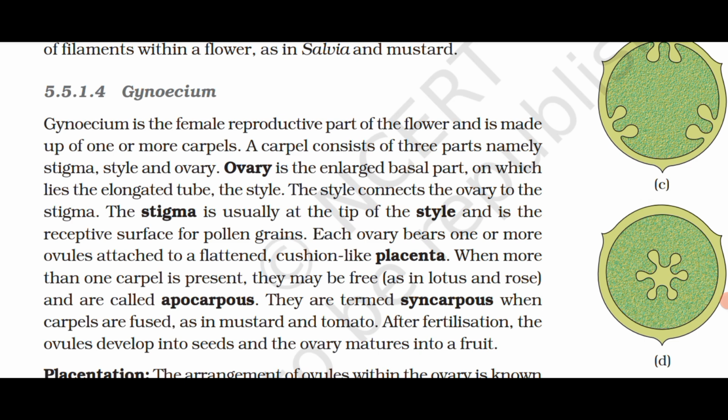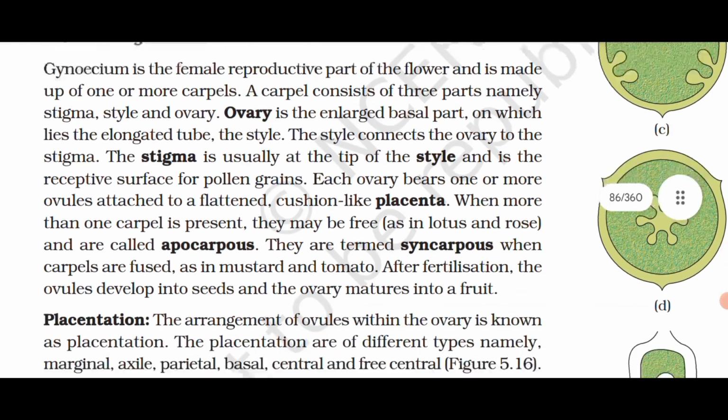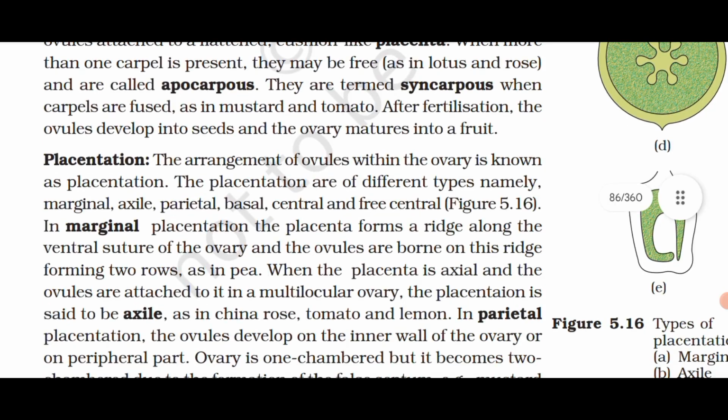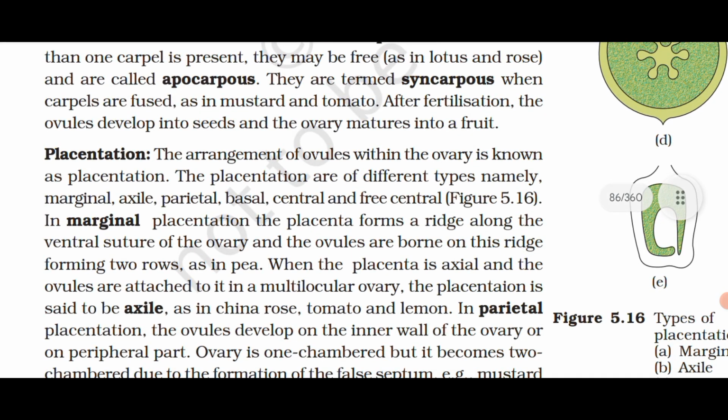When more than one carpel is present, they may be free, as in lotus and rose, and are called apocarpous. They are termed syncarpous when carpels are fused, as in mustard and tomato. After fertilization, the ovules develop into seeds and the ovary matures into a fruit.